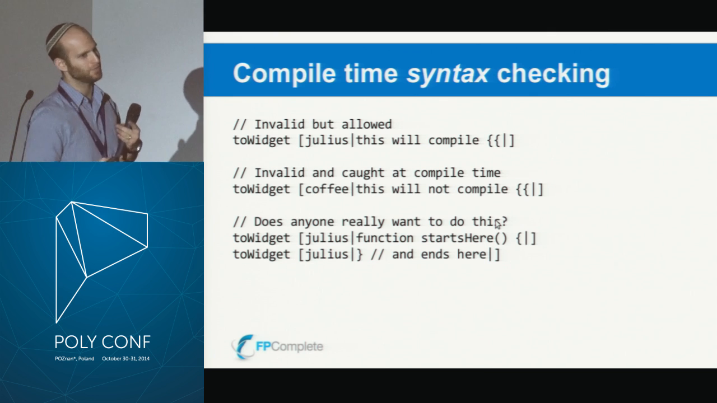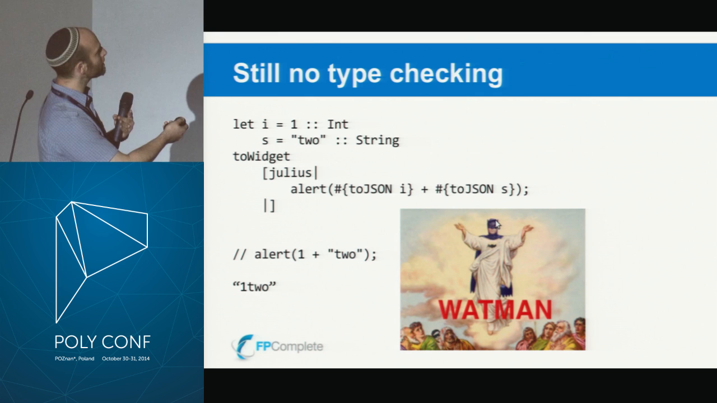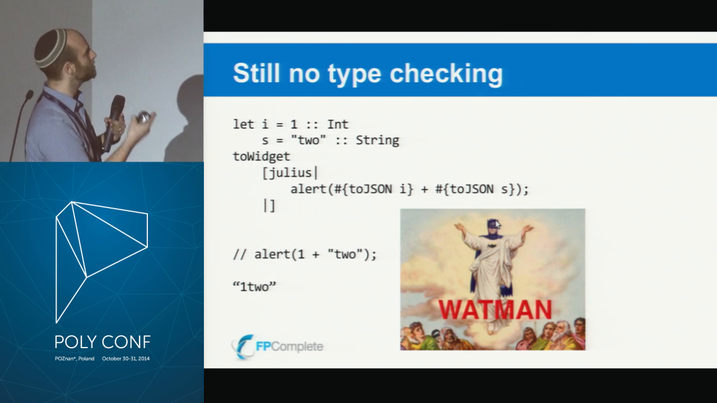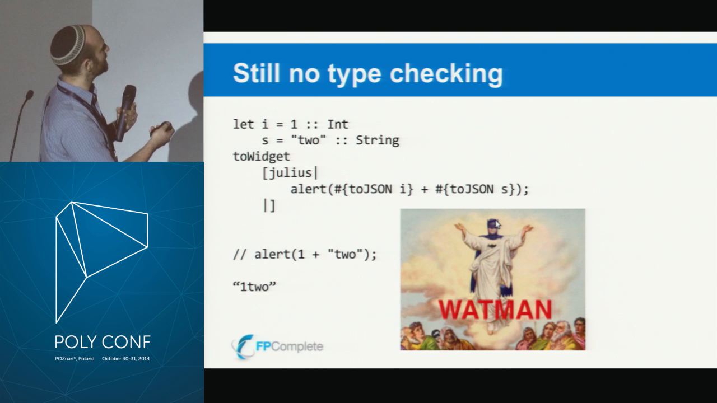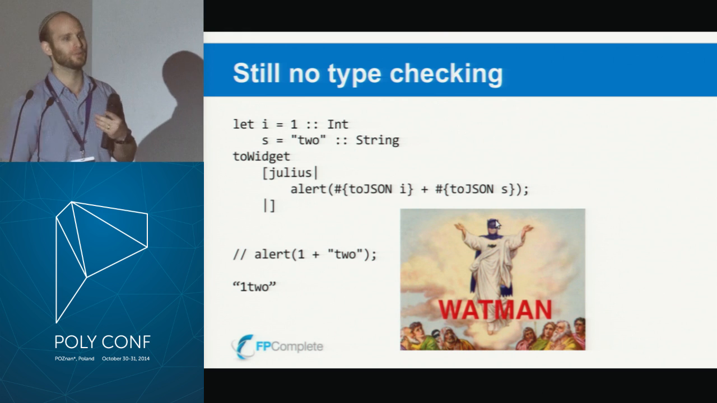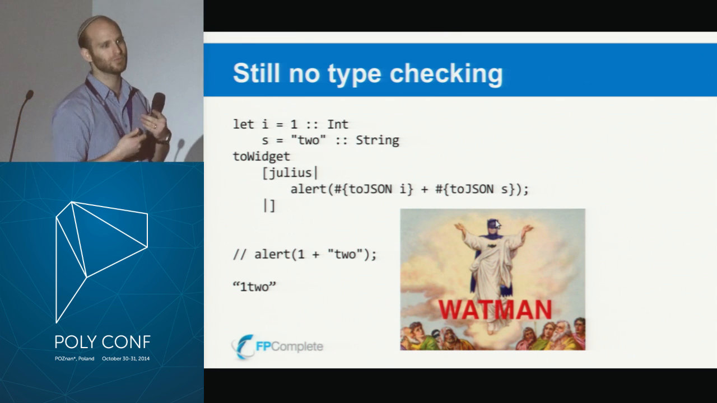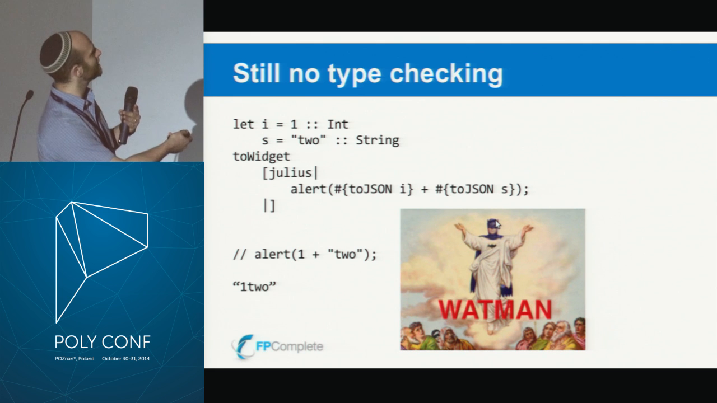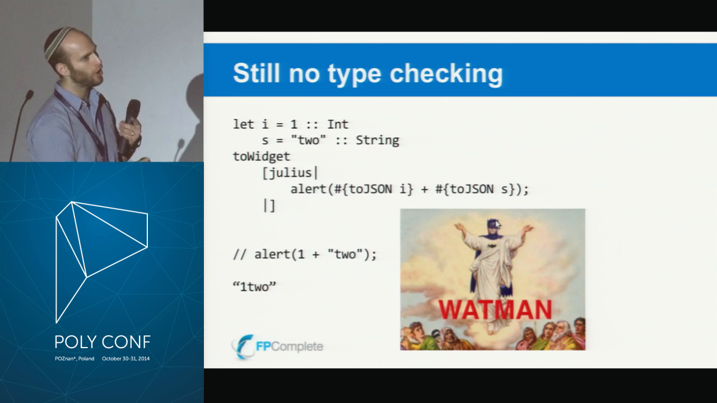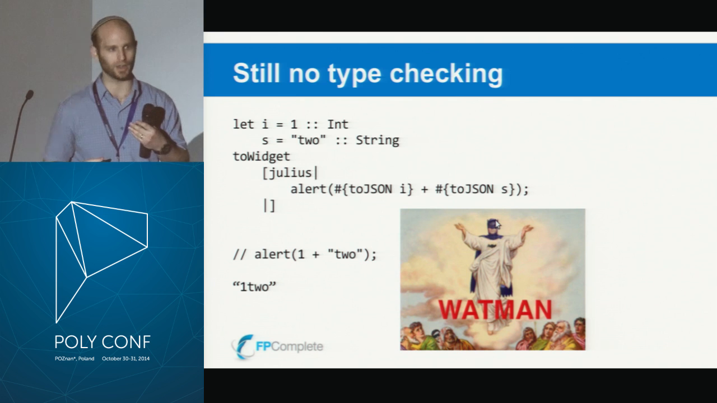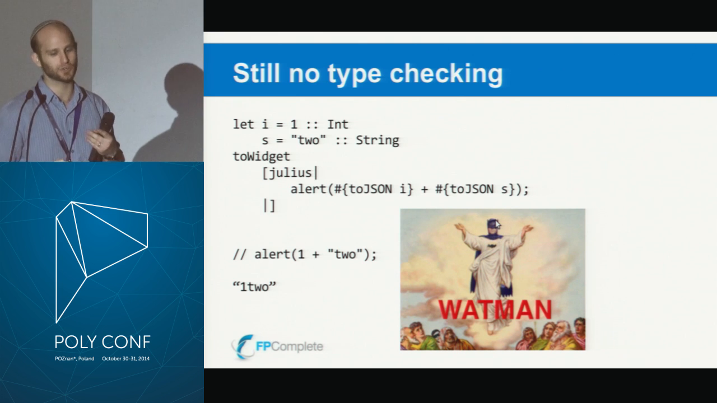We still don't have any type checking. So this is perfectly valid syntactic JavaScript code embedded inside Julius. We're going to take an integer, we're going to take a string, and we're going to add them together. And of course, it does exactly what JavaScript does best, which is the wrong thing. So it's going to go ahead and generate one TWO, which I don't think anyone really wanted. If you really wanted it, I disagree.